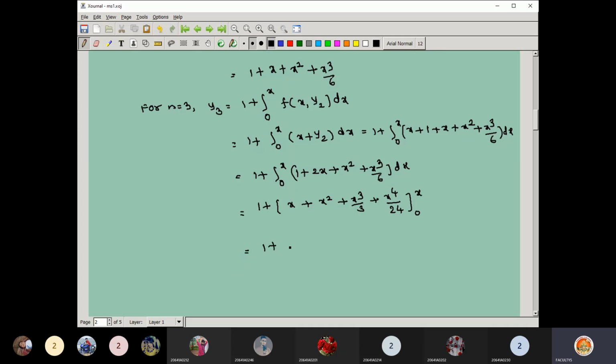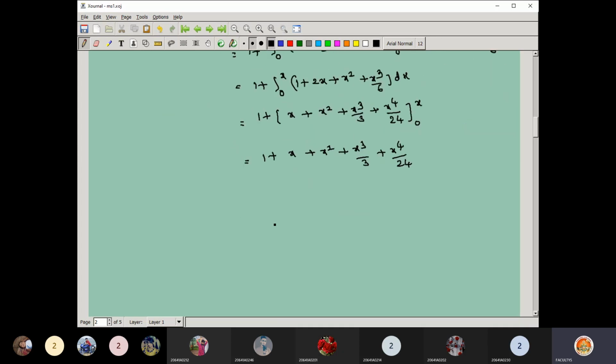Or I can write 1 plus, substituting the upper limit x, x plus x square plus x cube by 3 plus x to the power of 4 divided by 24. This is the third approximate solution corresponding to the given differential equation. If you want, you can calculate the next one also, but better you stop at the third approximate root, and after getting the solution, they are asking to find the y value at x equal to 0.1.